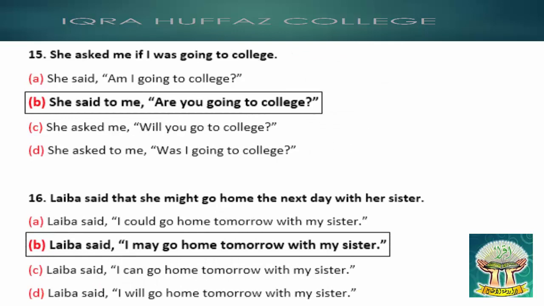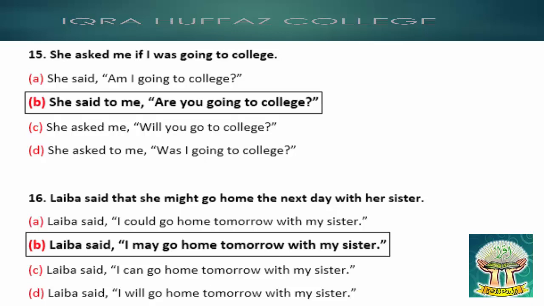Sentence number 15. She asked me if I was going to college. Option number B is correct. She said to me, are you going to college? As you can see in sentence number 15, she asked me if I was going to college. This is an indirect sentence and we are using if here, which means this should be an interrogative sentence in the direct sentence. So you can see here, she said to me in option B, are you going to college?